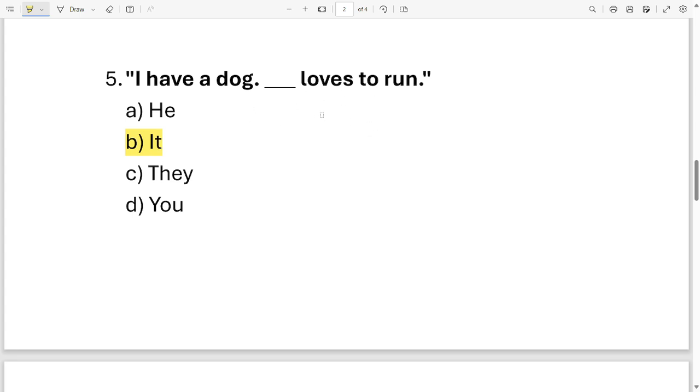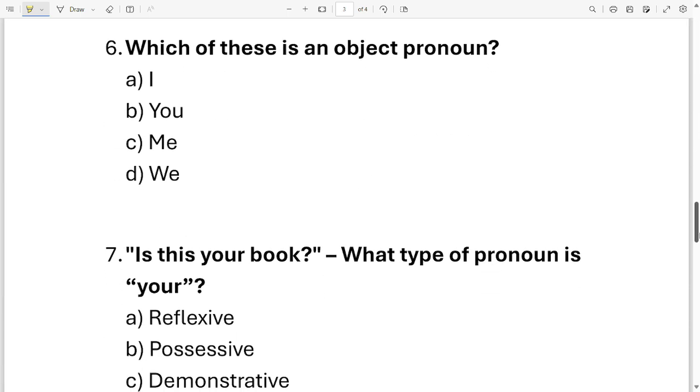Okay, let's move on to the next question, which is question number 6. Question number 6 is which of these is an object pronoun? Options are I, you, me, we. These are the 4 options. Now identify out of these 4 options which is an object pronoun. Is it option A? Is it B? Is it C? Or is it D? Which one is the object pronoun out of these 4 options? It is option C, me.